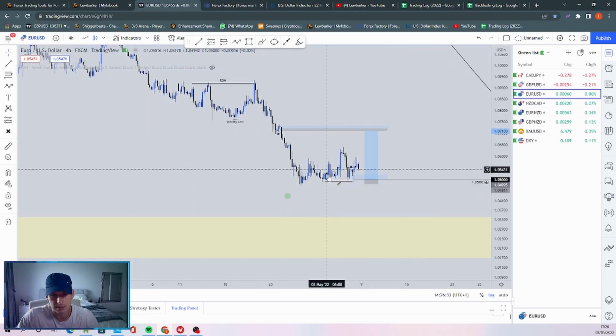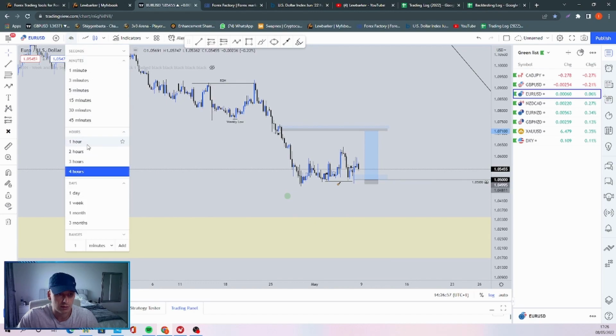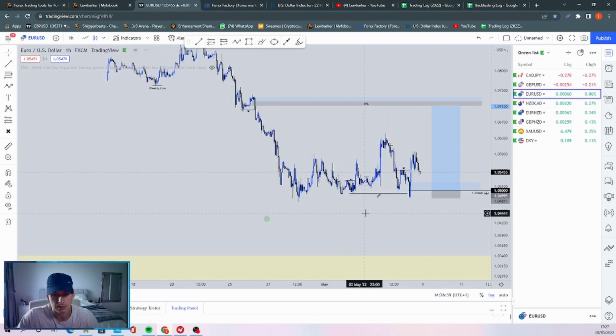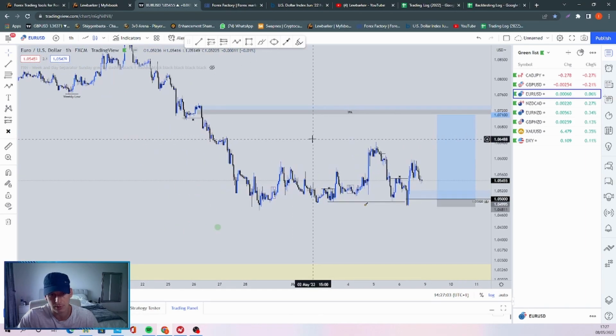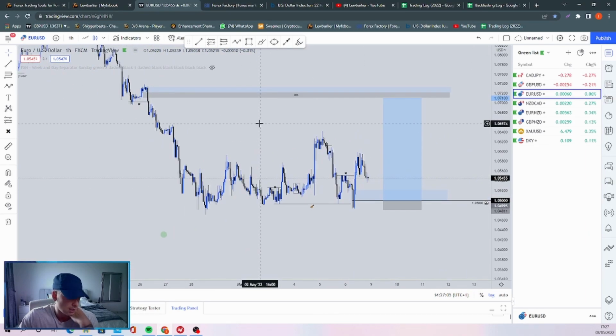But we have started to see some kind of breaks of structure on the lower time frames. If I go down to the 1-hour, I would like to see price come back up into this IPA. So IPA is basically imbalance. What am I seeing? So we kind of stalled around this area.